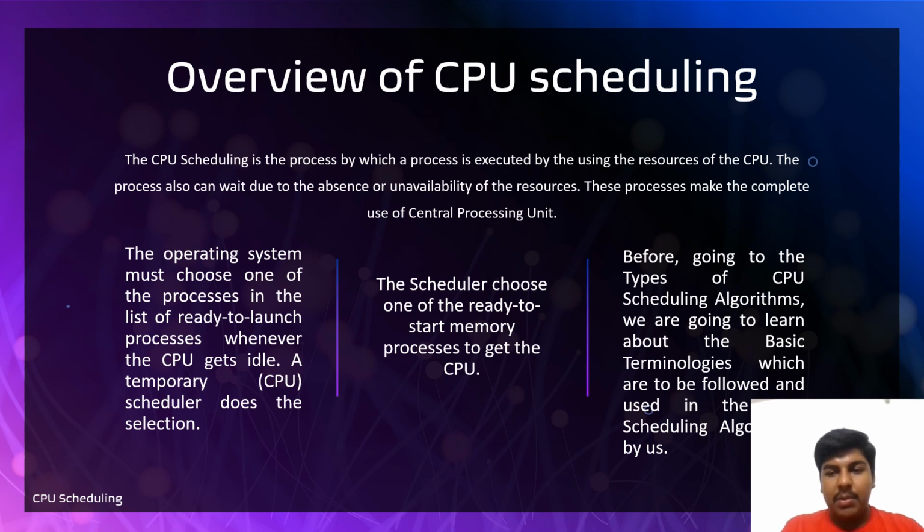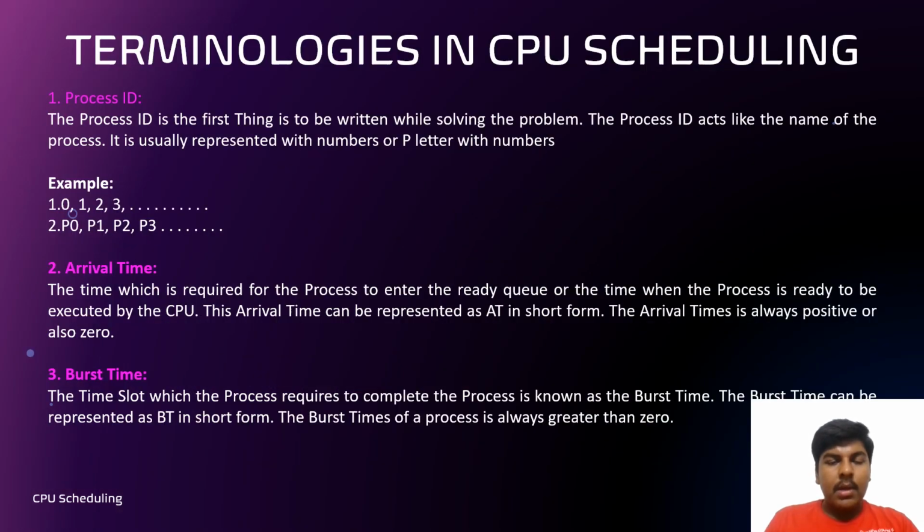Before going to the types of CPU scheduling algorithms, we are going to learn about the basic terminologies used in the CPU scheduling algorithms. In this slide, let us see some of the terminologies used in CPU scheduling. The first one is the process ID. The process ID is the first thing to be written while solving the problem. The process ID acts like the name of the process. It is usually represented with numbers or the letter P with numbers, for example 0, 1, 2, 3 or P0, P1, P2, P3 and so on.